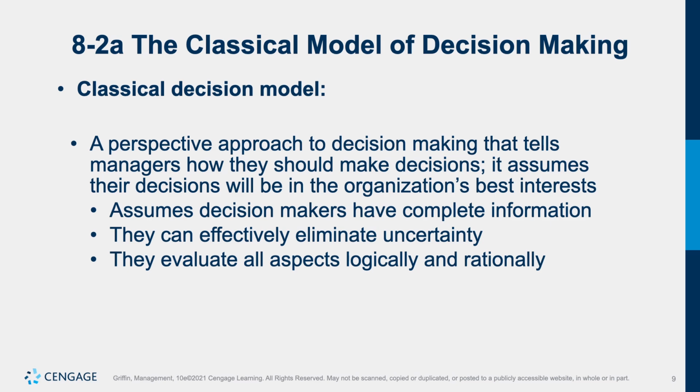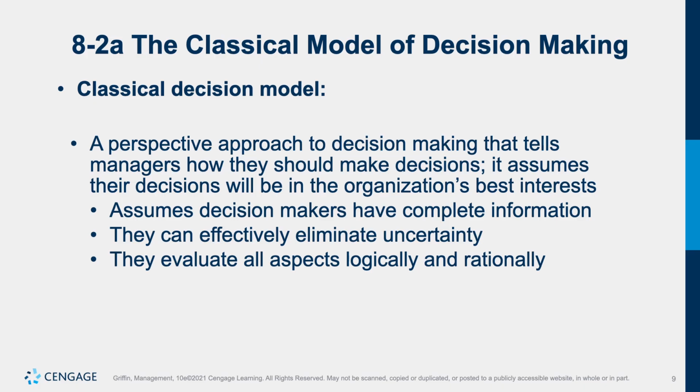There are two models of decision making. The first being the classical model of decision making. And this model basically emphasizes an approach to decision making whereby the manager makes decisions that they believe are in the best interest of their organization, right?